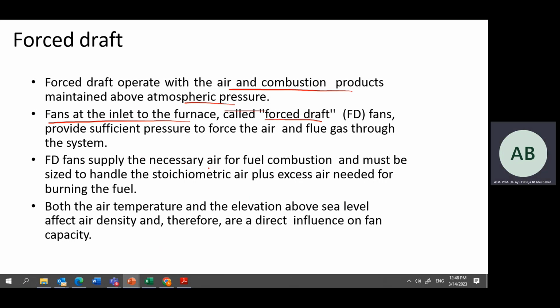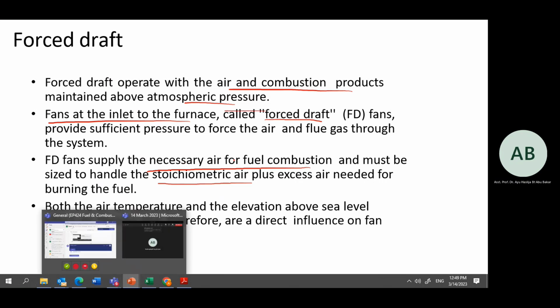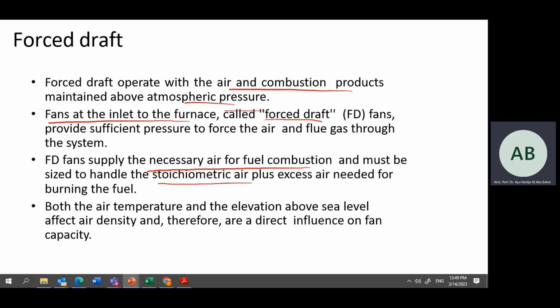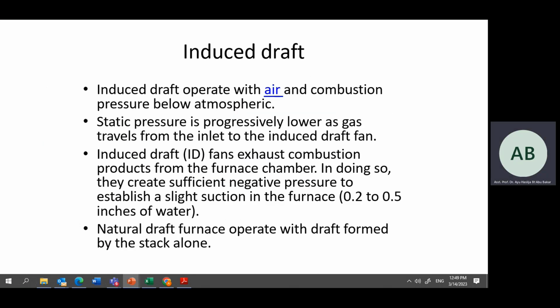It supplies the necessary air for fuel combustion, so it must be sized according to the air-fuel ratio that you calculate. That's why the air-fuel ratio is important: how much air per kg of fuel used. That one is forced draft.